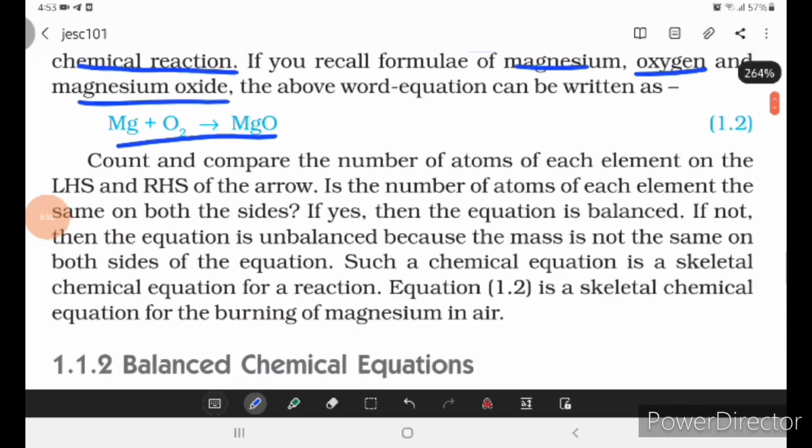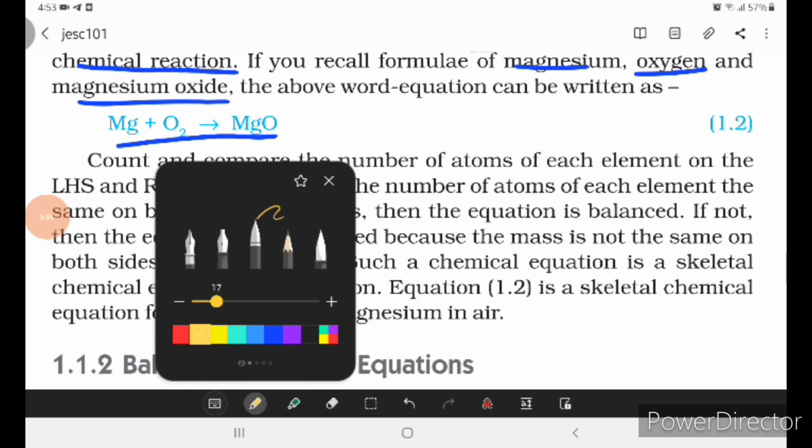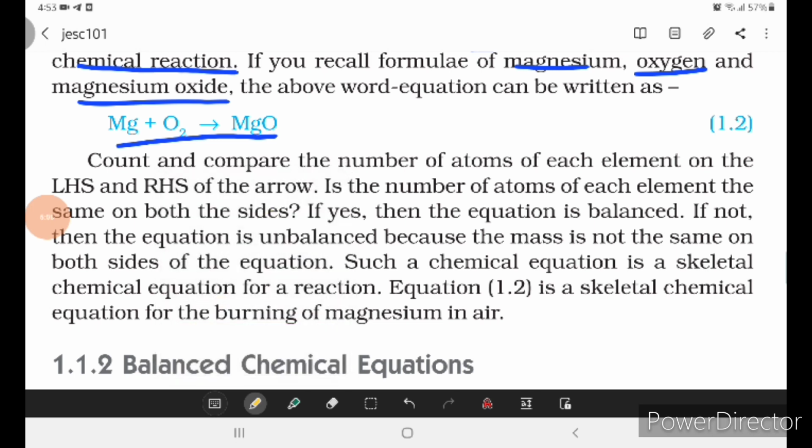Count and compare the number of atoms of each of the element on LHS and RHS of the arrow. Now, if we look at the number of atoms of magnesium, 1, 1. Magnesium 1, from product and reactant 1, 1. But oxygen, we have 2 this side and we have only 1 this side.